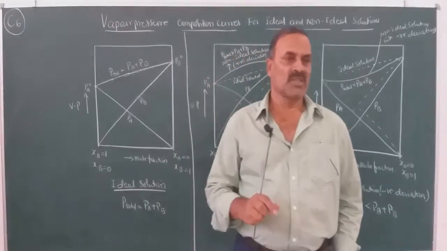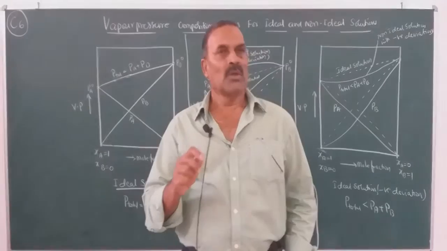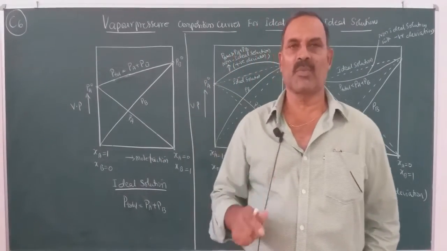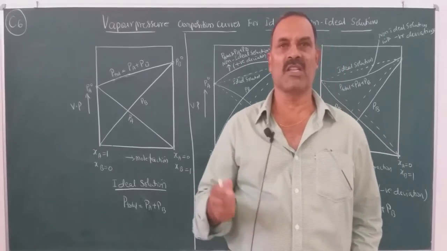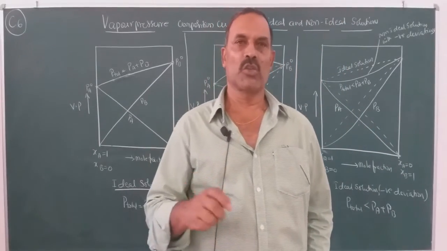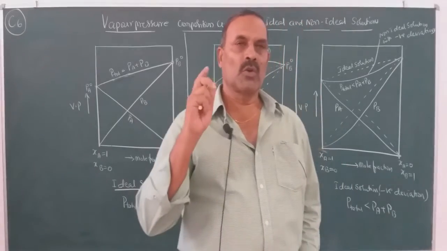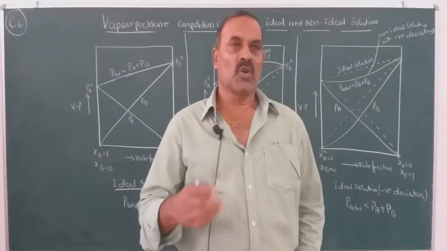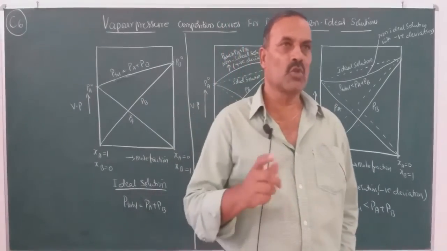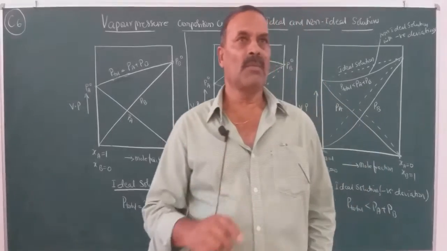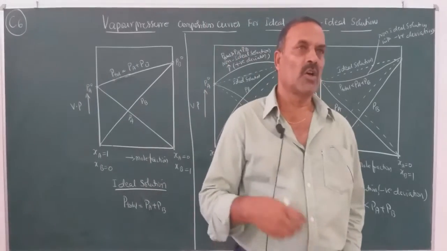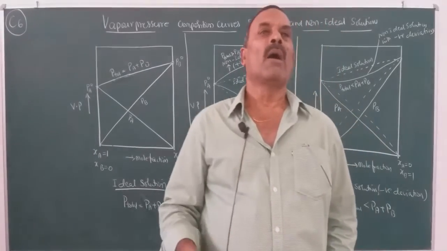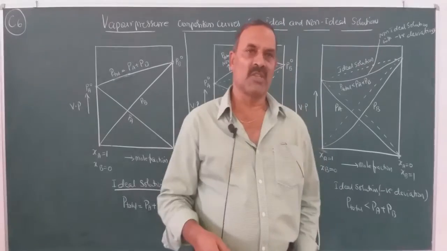What are azeotropic mixtures? A mixture of liquids which boil at a constant temperature without undergoing any chemical change are called azeotropic mixtures. So, non-ideal solutions with positive deviation give azeotropic mixtures with minimum boiling points, and non-ideal solutions with negative deviation give azeotropic mixtures with maximum boiling points.